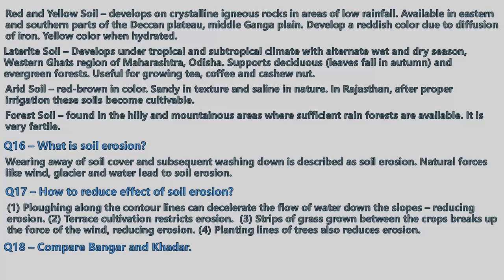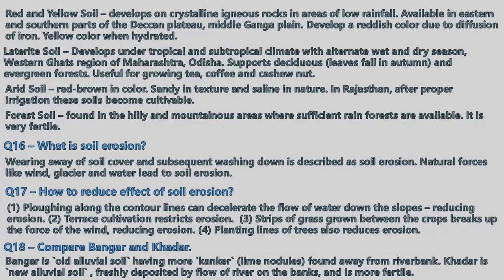See, Bangar and Khadar are types of soil which are found close to the rivers and a little bit far from the rivers. Okay, Bangar is the old alluvial soil having more kankar. Kankar is lime nodules found away from the river bank.